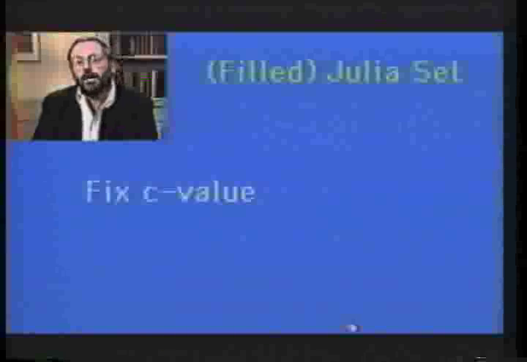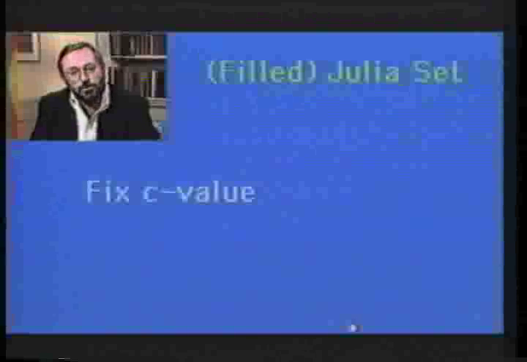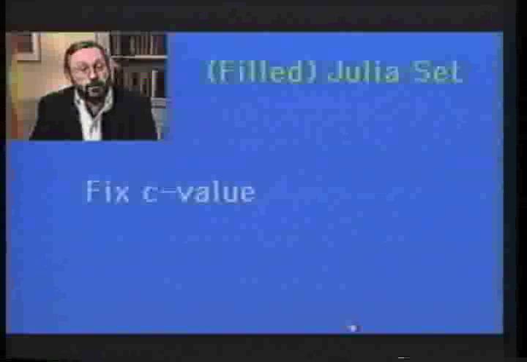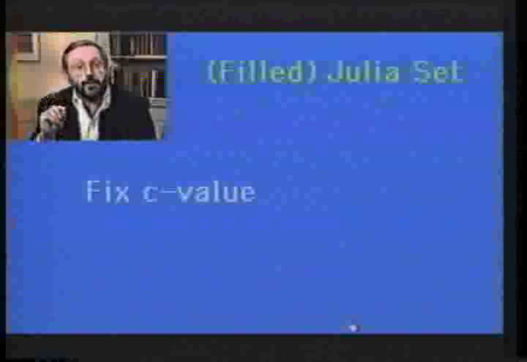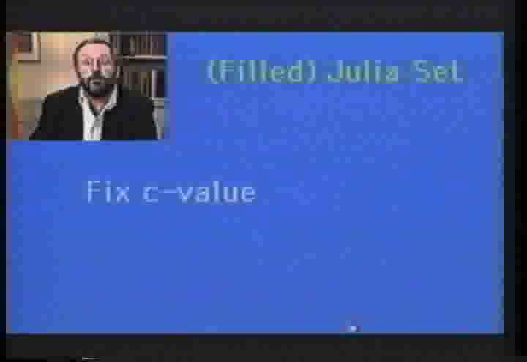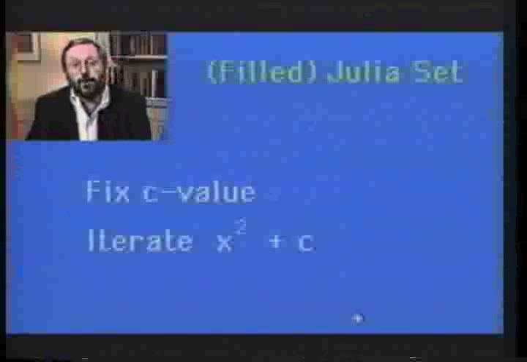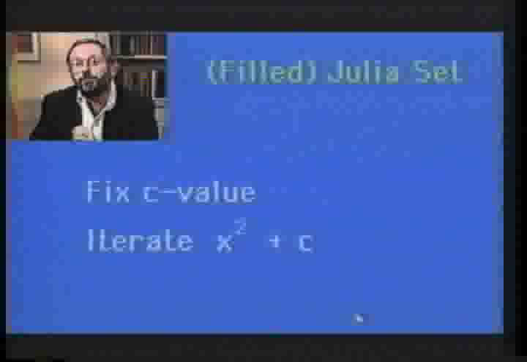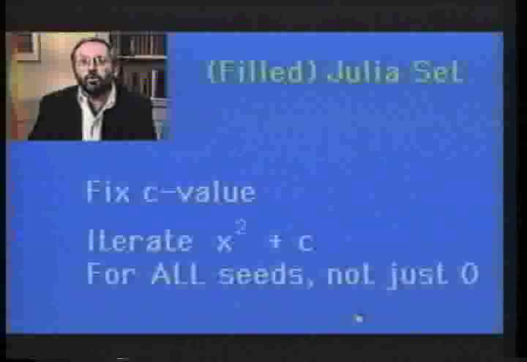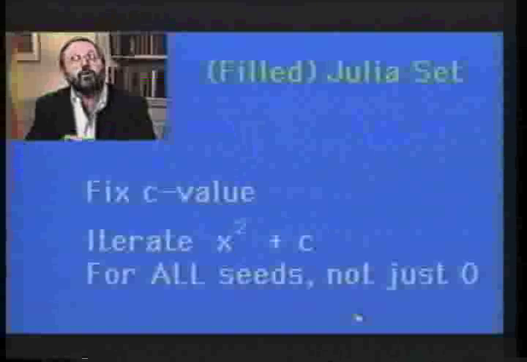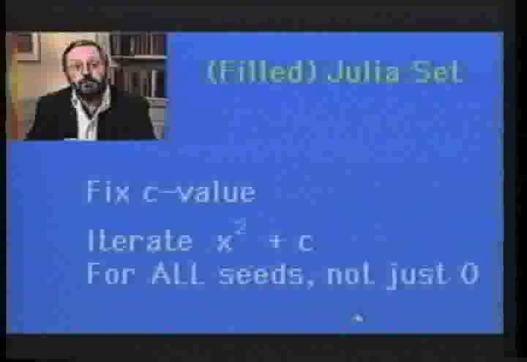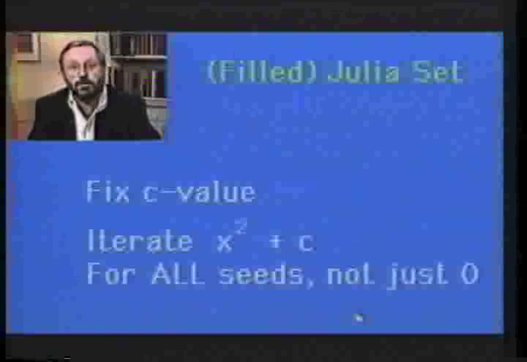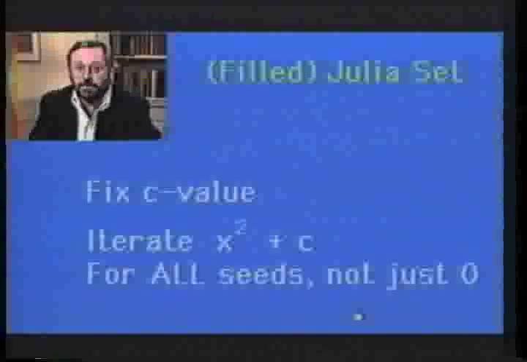Okay, to understand a Julia set, we're also going to iterate. That means we've got to start with x squared plus c, but now, unlike the Mandelbrot set, I'll fix that c value. I'll again iterate x squared plus that c value, but now not only for the orbit of 0, but rather for all seeds. So instead of just considering the orbit of 0, we'll consider the orbit of 1, of i, of 1 plus i, of all possible complex numbers.